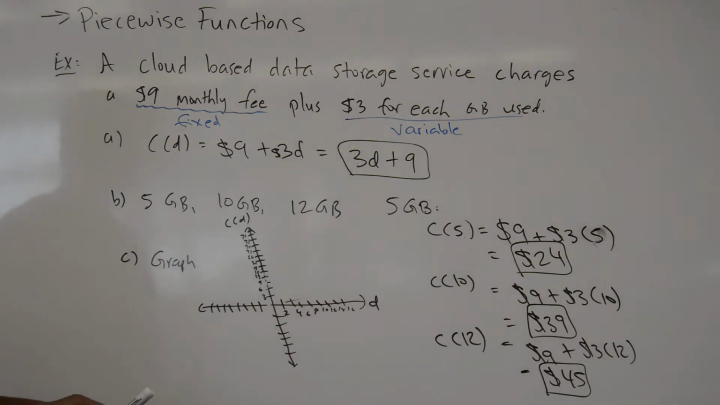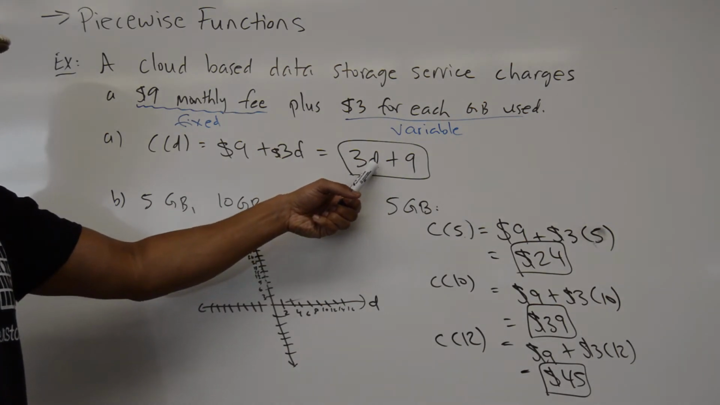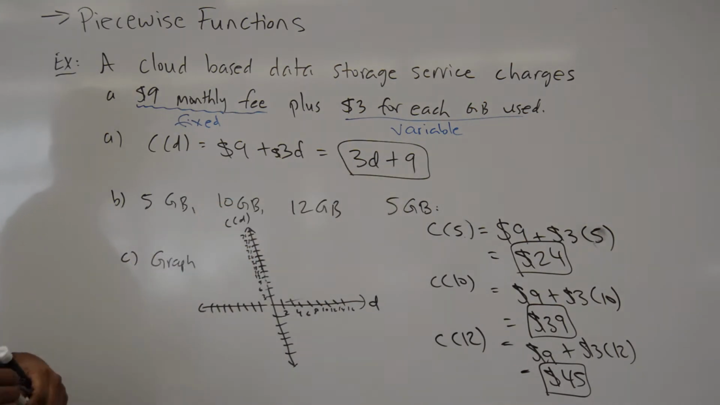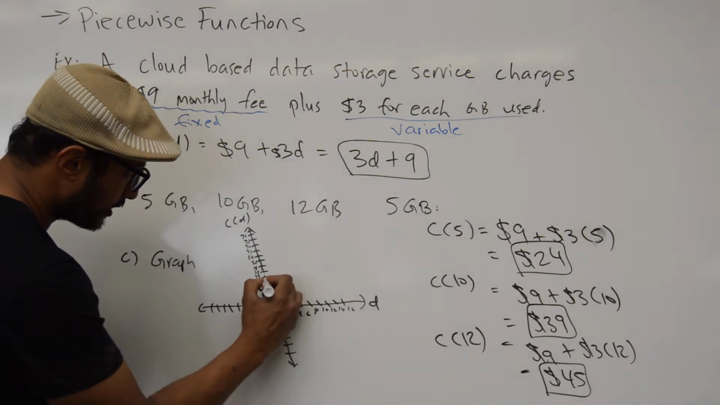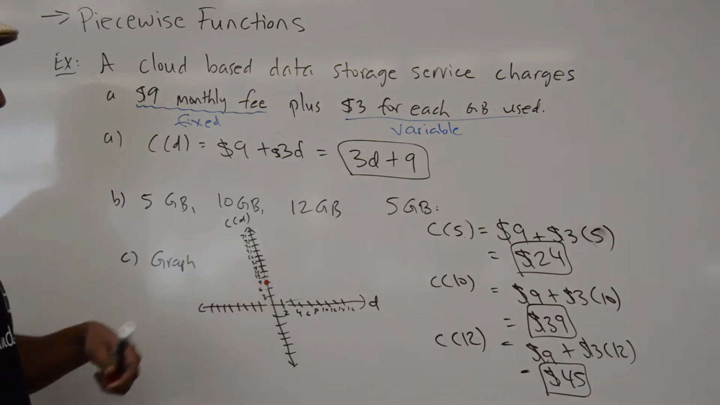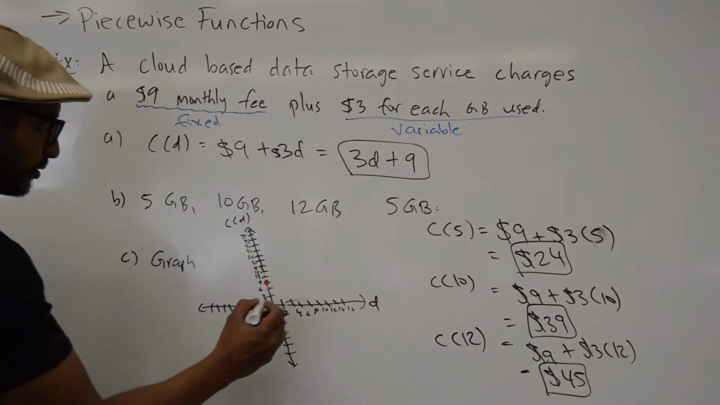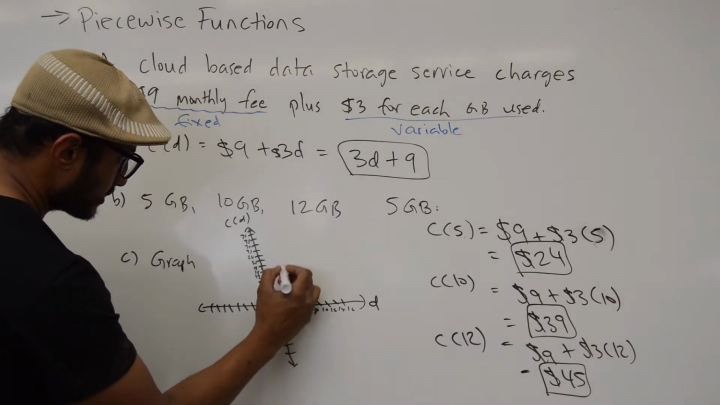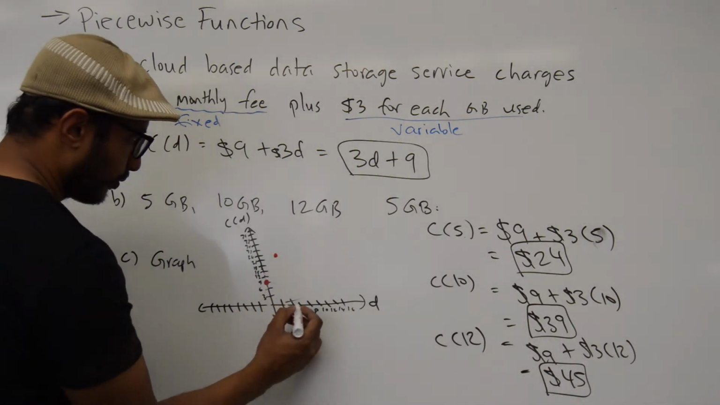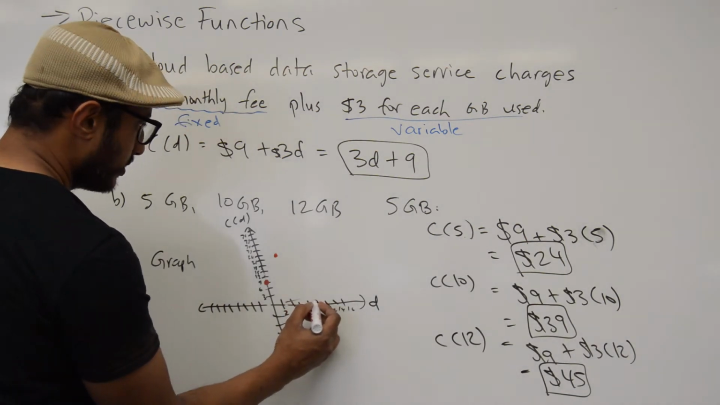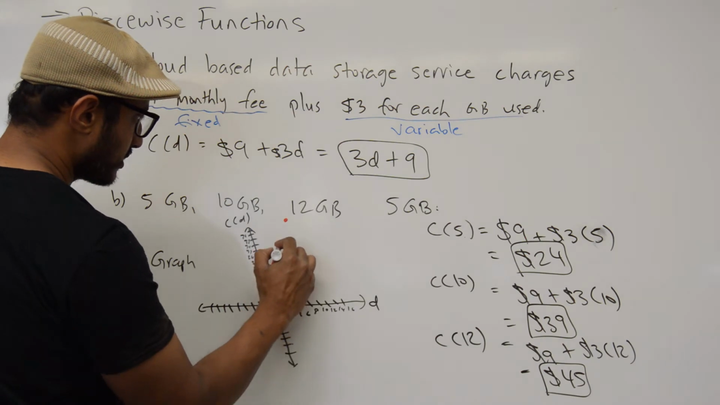If the amount of data used is 0 gigabytes, you still have to pay the $9 maintenance fee. So at 0 gigabytes, your cost is $9. If you use 5 gigabytes, it's $24. So 2, 4, 5, and that's going to be 24. If you use 10 gigabytes, 2, 4, 6, 8, 10, that's going to be $39. That's going to be up there somewhere. So your cost function is going to look something like this.